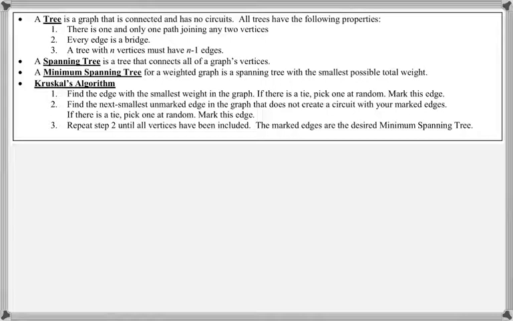So step 1 of Kruskal's algorithm says to find the edge with the smallest weight in the graph. And if there is a tie, we can just pick one at random. And then we need to mark this edge.